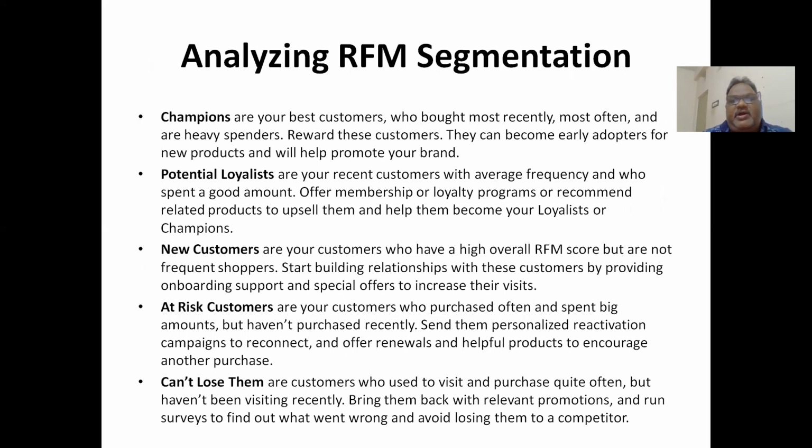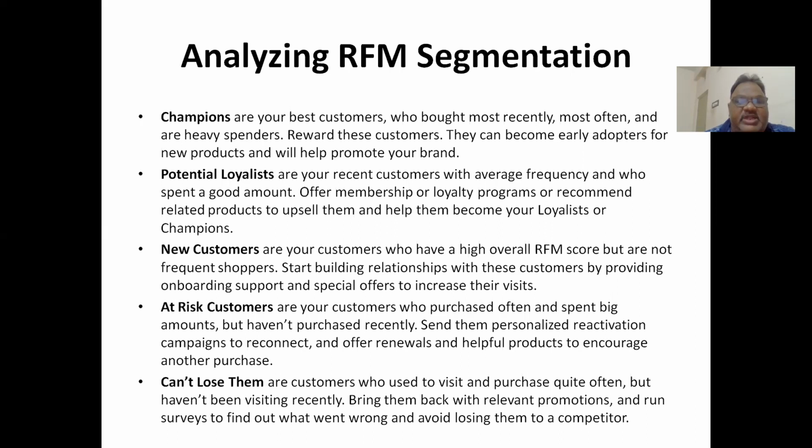Now, let's explain how to analyze these values. 555, what does it mean? 444, what does it mean? 545, 111, and what is 222? The first is called champion. Champions are your best customers: those who bought most recently, most often, and are heavy spenders. It means the score 555. They are champion customers because they are recent, more frequent, and spend highly. So reward these customers. They can become early adopters for new products and help promote them.